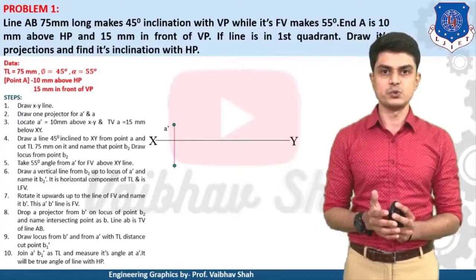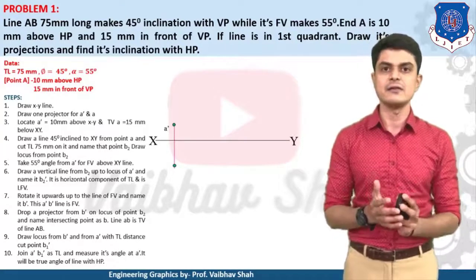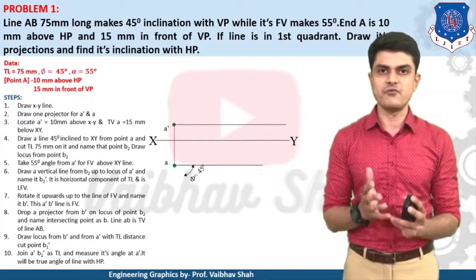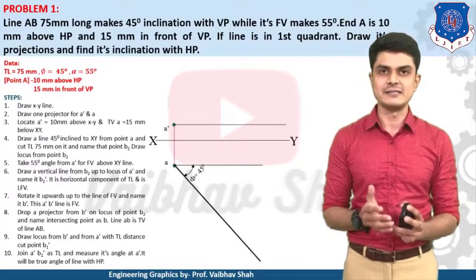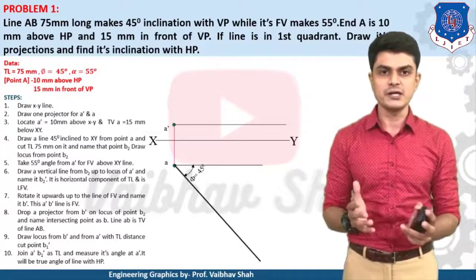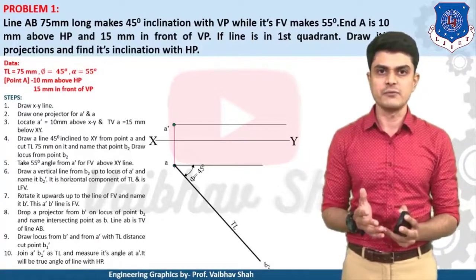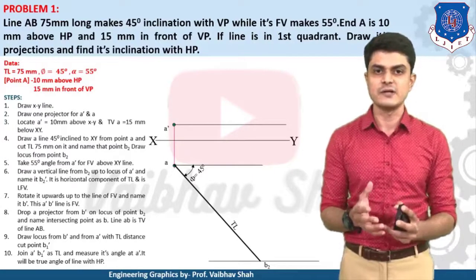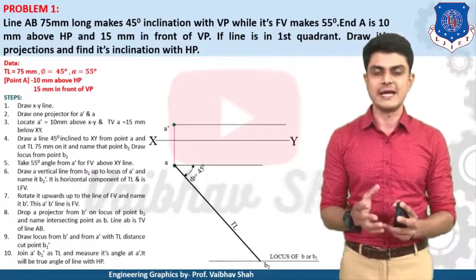After that, what we need to do? Your true length is given, your angle phi is given, and the second angle alpha is given. So let us first draw your true length at angle phi. As you can see, we have drawn our true length at angle phi like this. The end point of the line would be B2, right? Correct. After that, let us draw the locus from B2. And this locus is also known as the locus of B2. So write it down on the line.